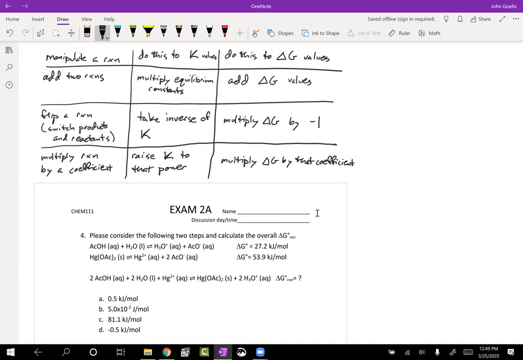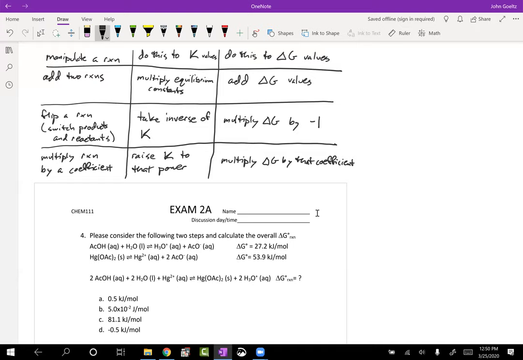So question four towards the bottom of the screen says, please consider the following two steps and calculate the overall delta G naught of reaction. Some abbreviated chemical, this happens to be acetic acid. If you go onto organic chem, you'll probably see this abbreviation. If you don't, you might not. And that's okay. So here, an acid reacting with water to make H3O plus, plus the conjugate base, in this case, that's acetate. That's okay, as long as you can do the bookkeeping here. You don't actually need to know the names of the chemicals, which is kind of nice.